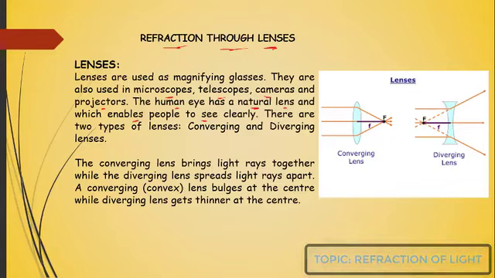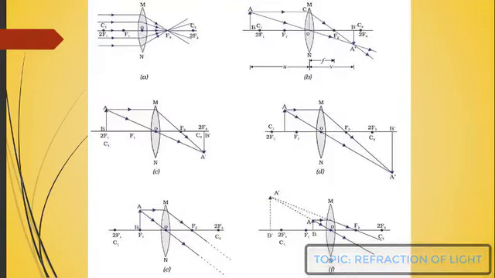We have two types of lenses, which are converging lens and diverging lens. Converging lens brings light rays together. Remember, I told you converge means to bring together, while diverging lens spreads light rays apart. Converging lens or convex lens bulges at the center, while diverging lens or concave lens gets thinner at the center. So this is a diagrammatical representation of lenses respectively.